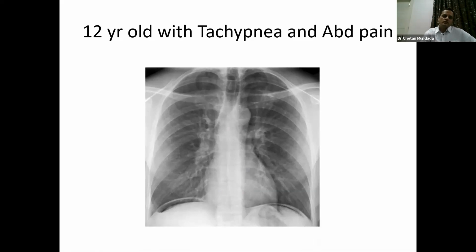So now this is a 12-year-old child with tachypnea and abdominal pain with a low-grade fever. In the last 2 days, the fever has increased since morning. What we see here is, if we come from outwards to inwards, the soft tissue is not very evident, the bones are okay. And when we come to the dome of the diaphragm, we see that there is air under the diaphragm, and here we need to ensure that we are ruling out intestinal perforation.